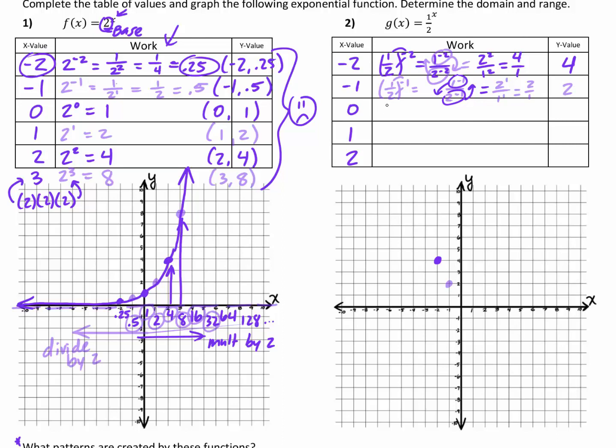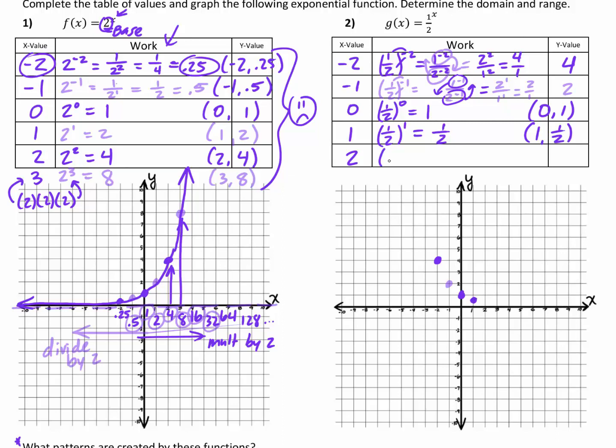Now we can go ahead and take 1/2 to the 0 power. Anything to the 0 power is 1, so it's a great value to choose, so I'm dealing with the point 0 comma 1. Then 1/2 to the first. Well, anything to the first is just itself, so I end up getting 1/2. So 1 comma 1/2 out of that: over 1, up half a box.